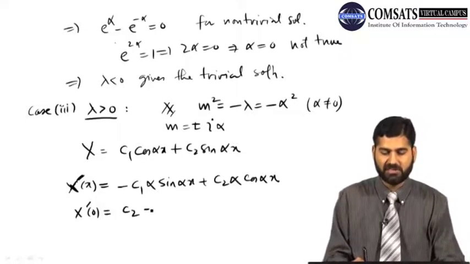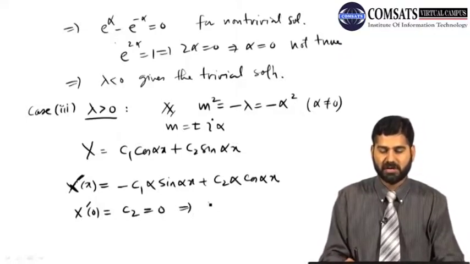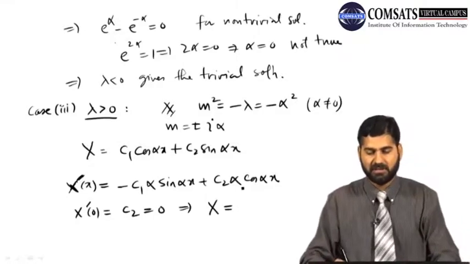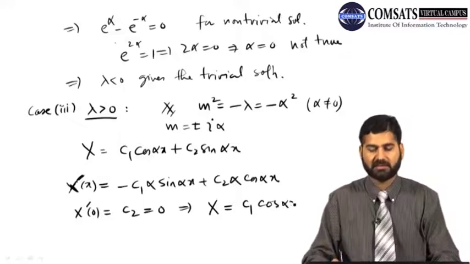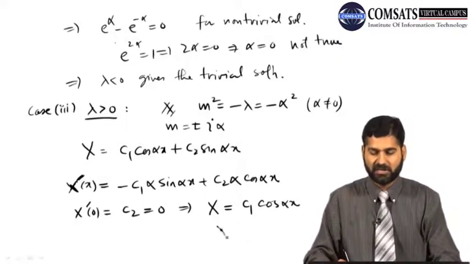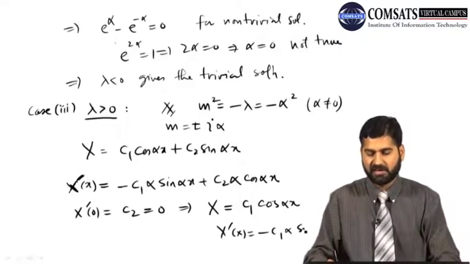So this is c2, this is equal to 0. So your solution becomes c1 cosine alpha x. This is your solution. Now the derivative is minus c1 alpha sine alpha x, and now use the second condition here.